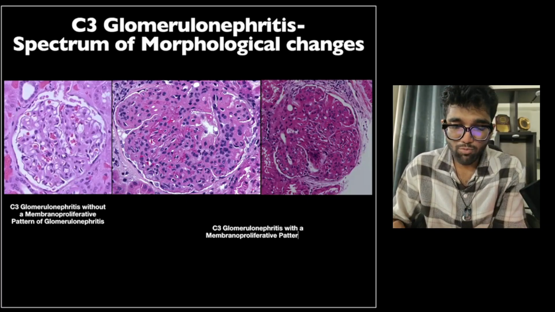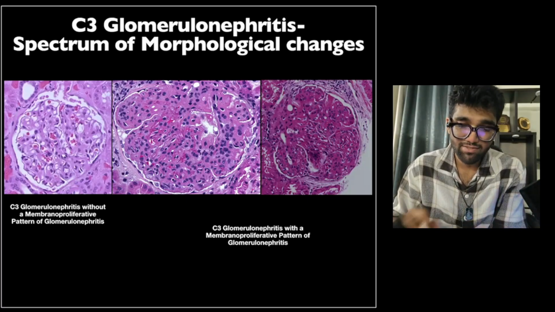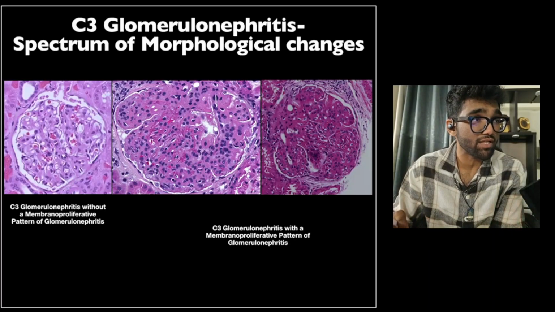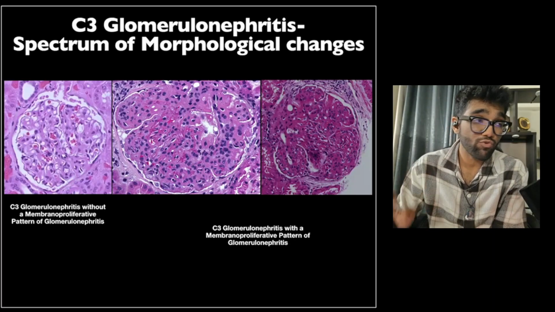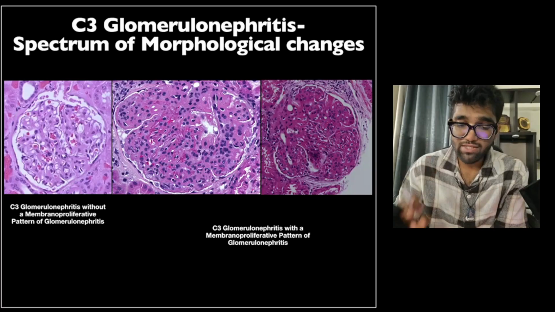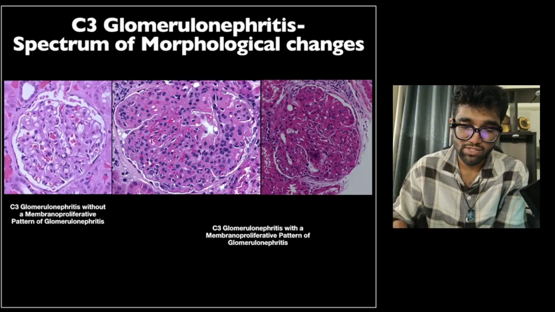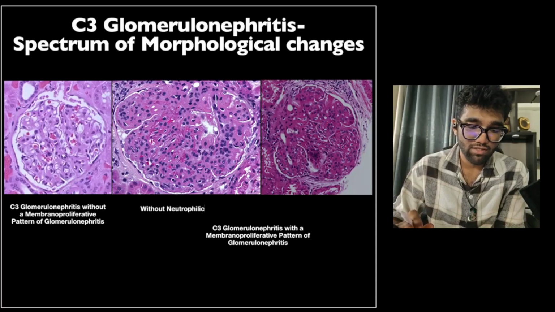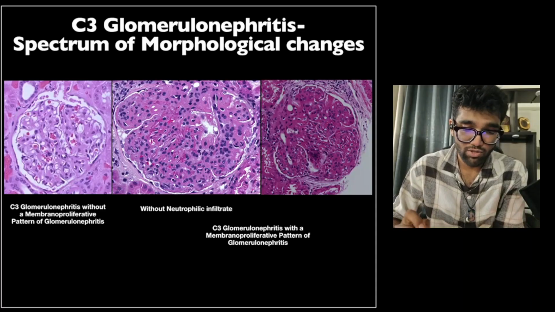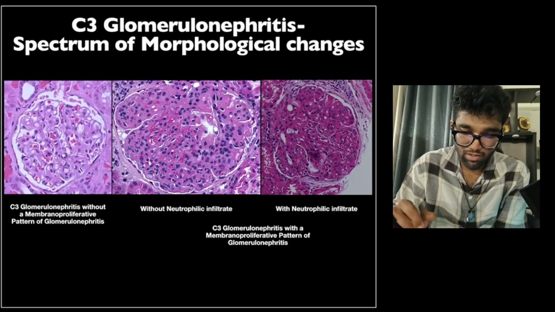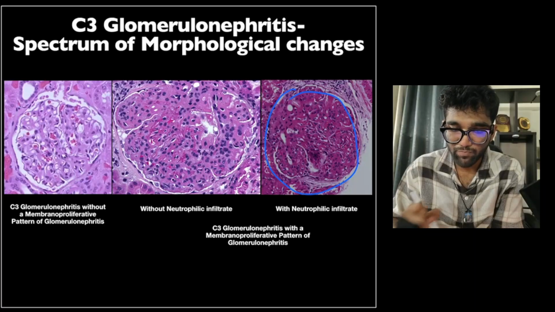These are membranoproliferative GN, and since I'm talking about cases where C3 has been found to be strongly positive on immunofluorescence, these are C3 glomerulonephritis with membranoproliferative changes. That could be with or without neutrophilic infiltration. So on this side, we don't have significant neutrophilic infiltration. On the right side here, we have very prominent neutrophilic infiltration. So on this glomerulus, we have very prominent neutrophilic infiltration.